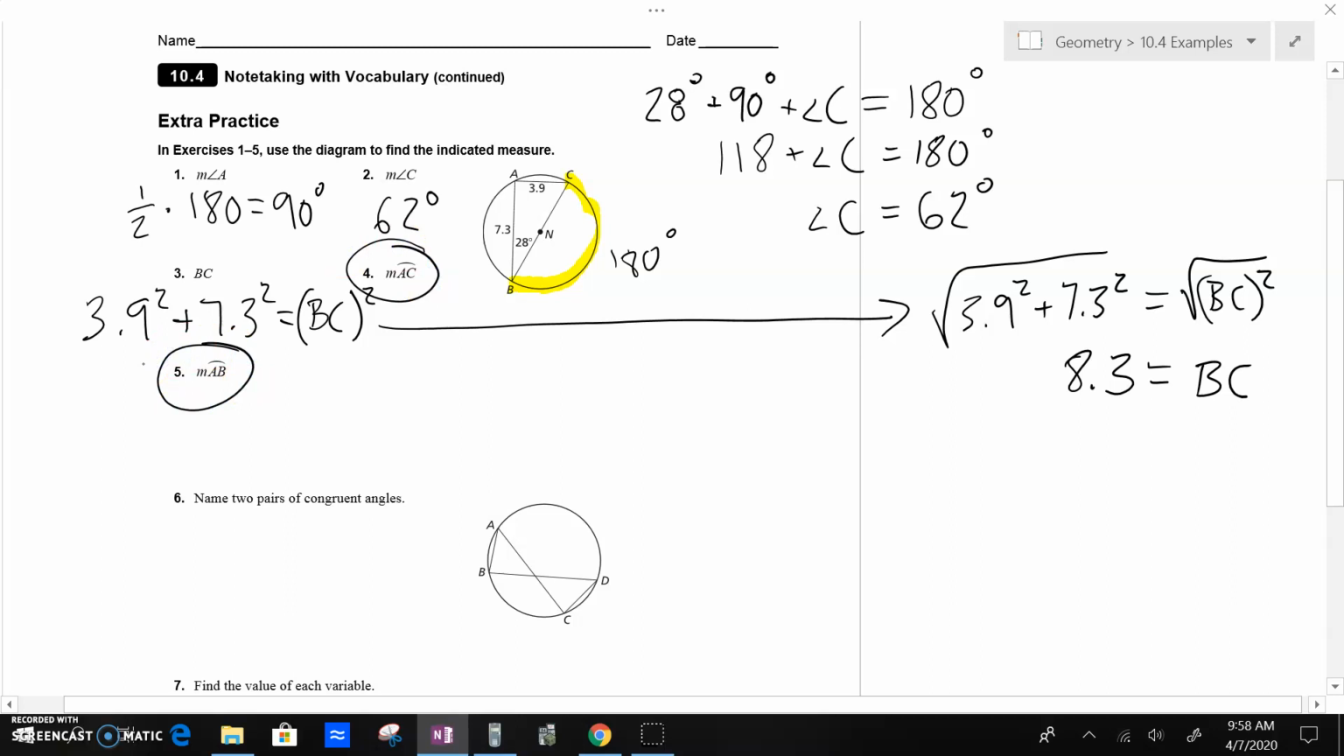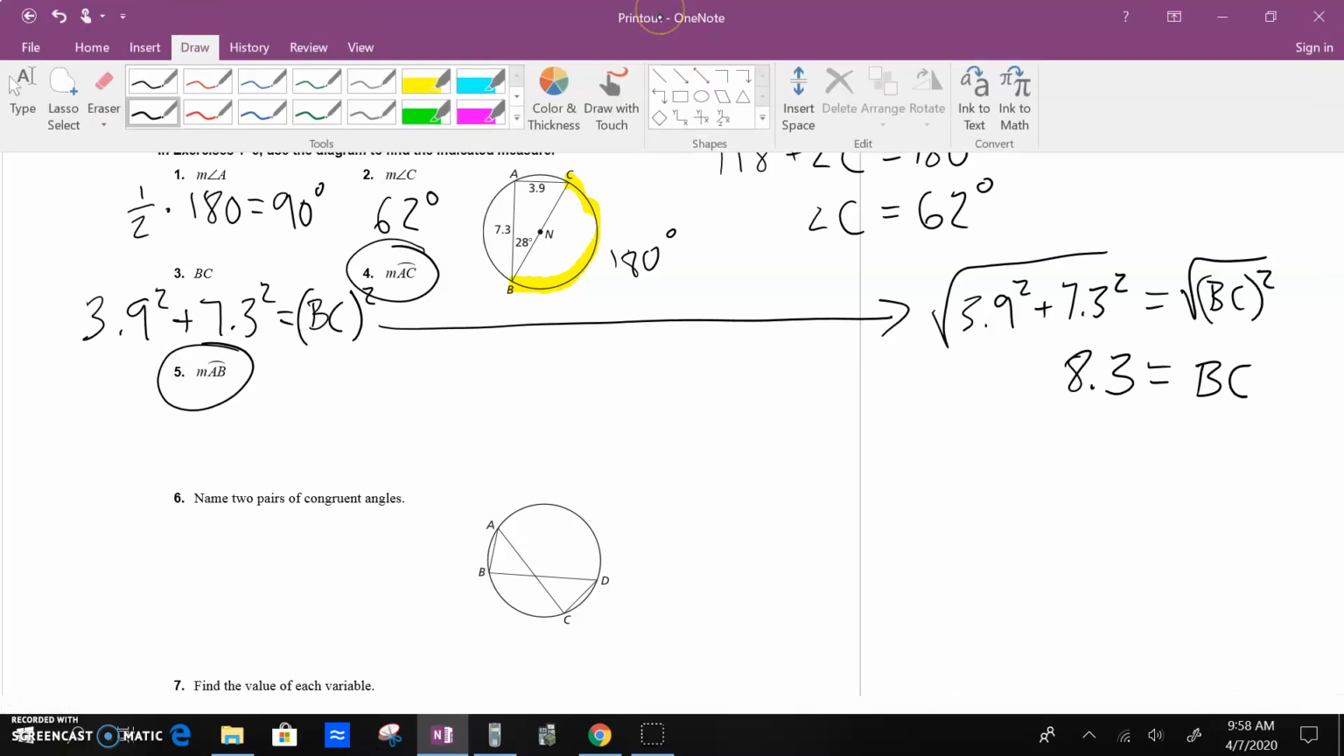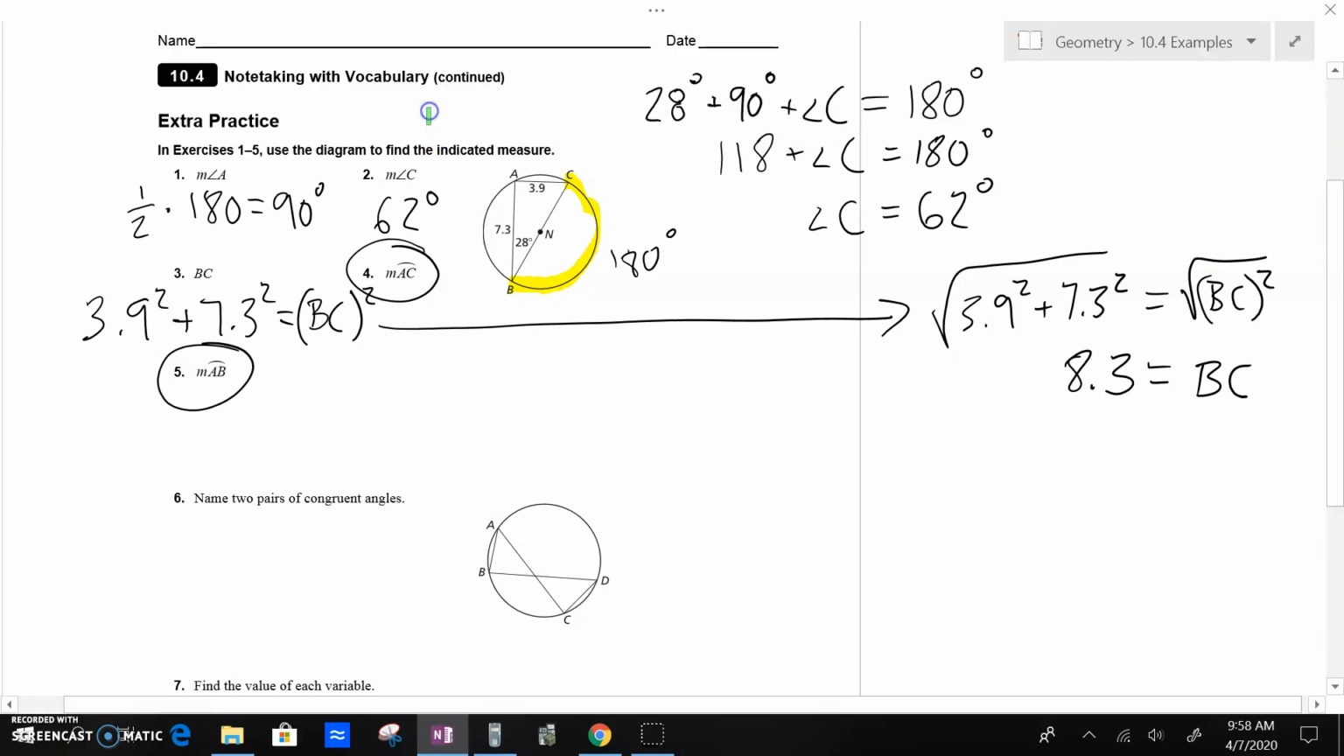So question 4 is looking at arc AC. That's this little sliver of arc up top. And I'm going to grab, let's try the green. That's that sliver of arc from A to C, the piece that goes along the circle. Well, the angle is half of the arc.